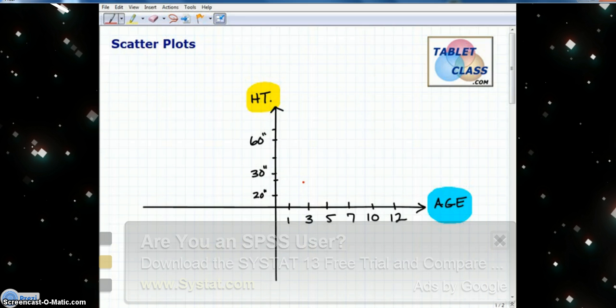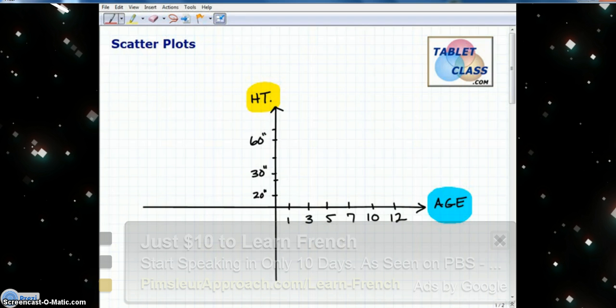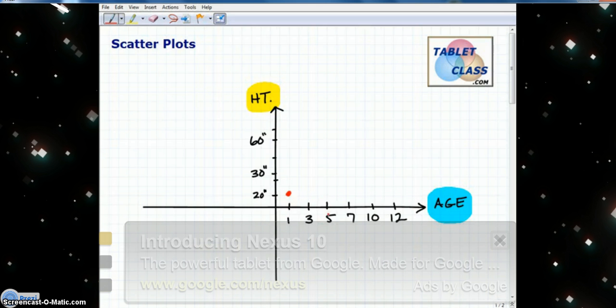The whole idea behind scatter plots is to plot data and look for correlations, and that's one of the words we use in scatter plots. Let's make up some quick examples. Somebody who's 1 year old, 20 inches. A 5-year-old, maybe 40 inches. A 10-year-old, maybe around 59 inches. 12 years old, maybe a little bit taller, say 70 inches. That's pretty tall.